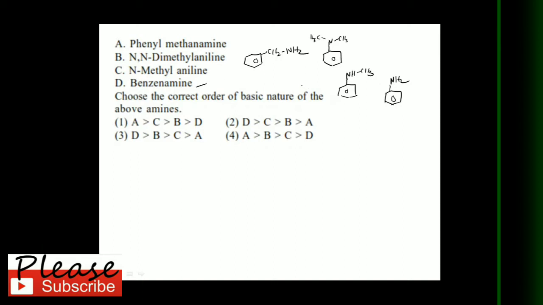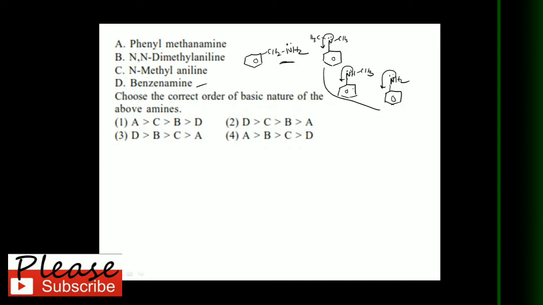Now which is the more basic one? In this case, aliphatic amines are more basic because the lone pair of electrons is not involved in resonance. So it is a good electron donor and a strong base. Aliphatic amines are strong bases. In the others, the lone pair of electrons is involved in resonance, so the next three compounds are less basic.